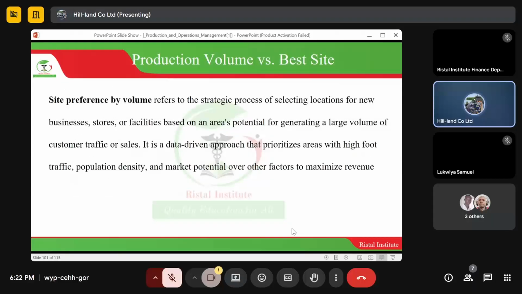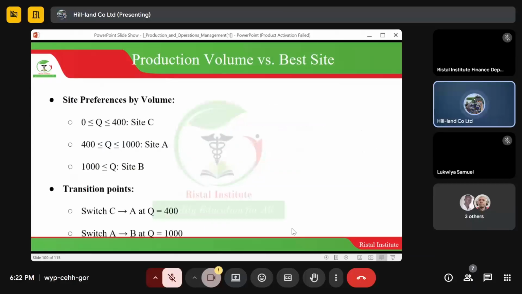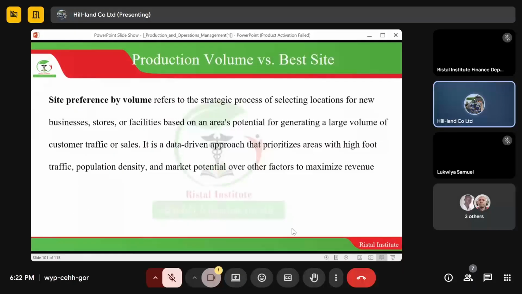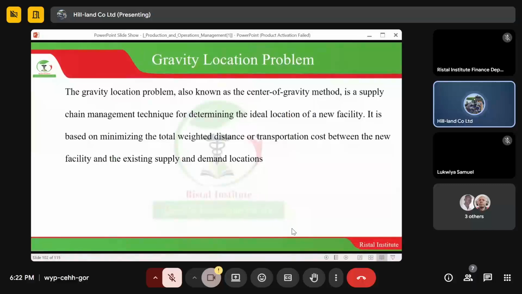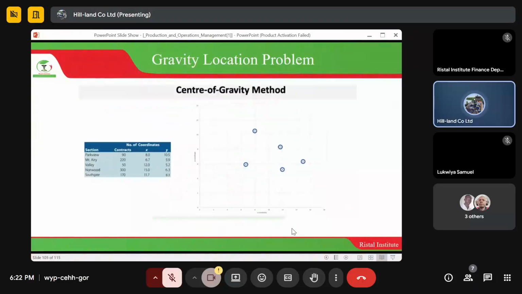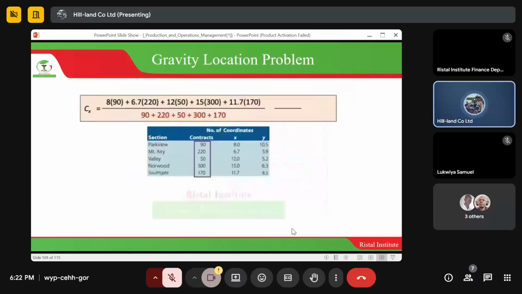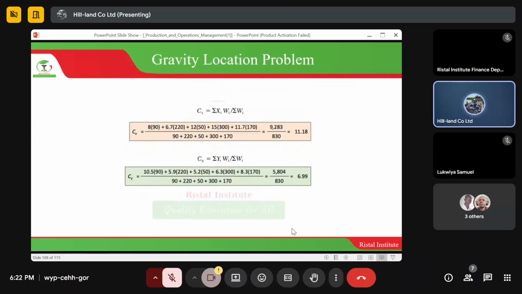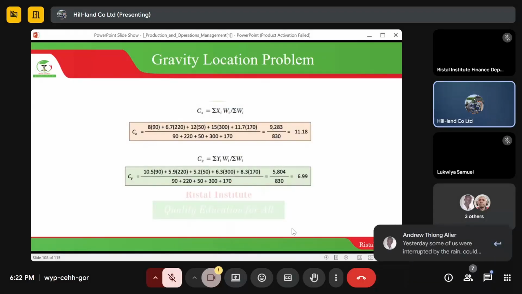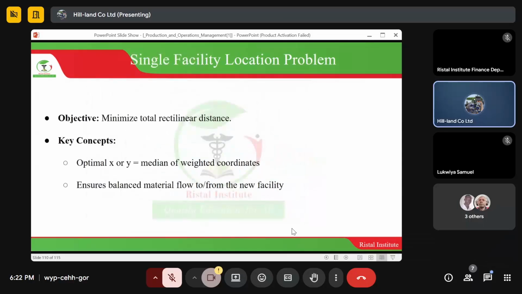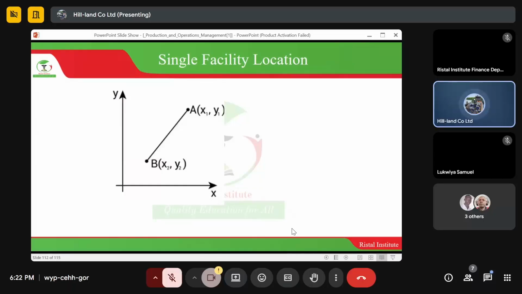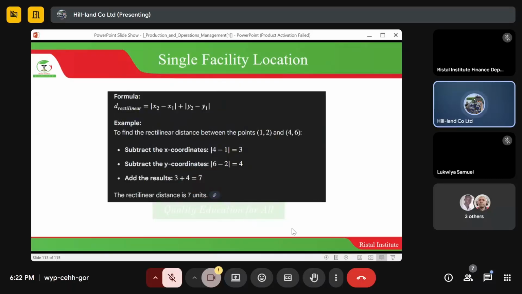Then the second formula was just a comparison of product volume versus the best price, best side, which is connected to here. Then the next formula was the gravity location problem, which is the one I covered yesterday. And it covers all this, which I've already explained. You need to go through it in your free time. It's just more substitution. These formulas, there's nothing much. You just need to know which figure goes where, then you substitute it. Then the last one is our single facility location problem. So with this, I would say thank you so much.